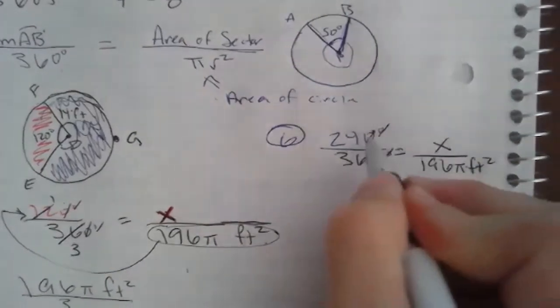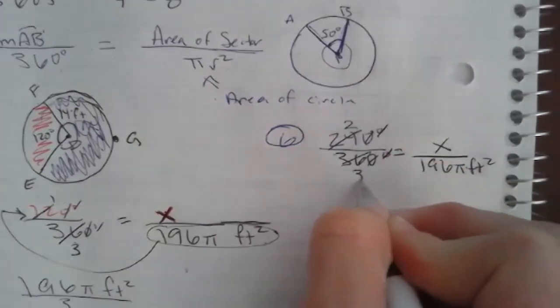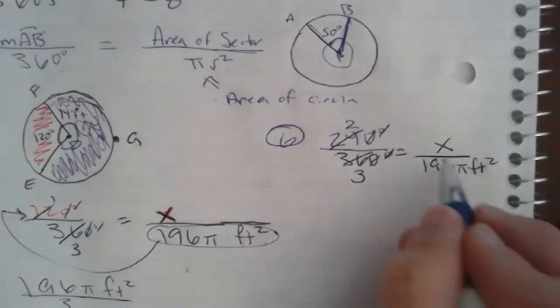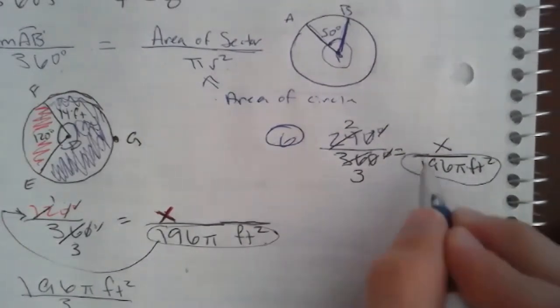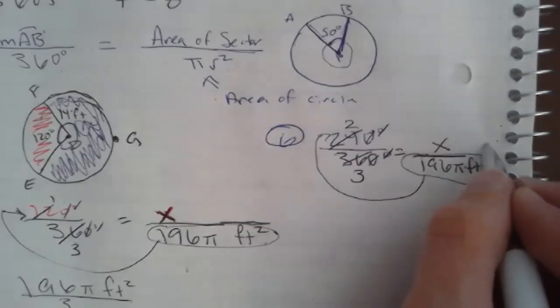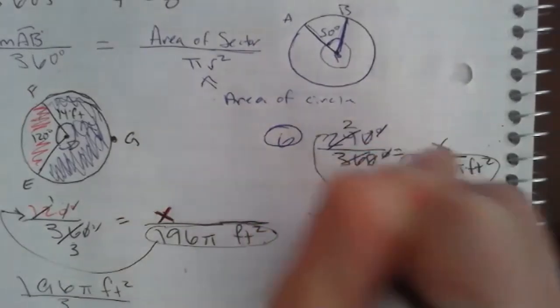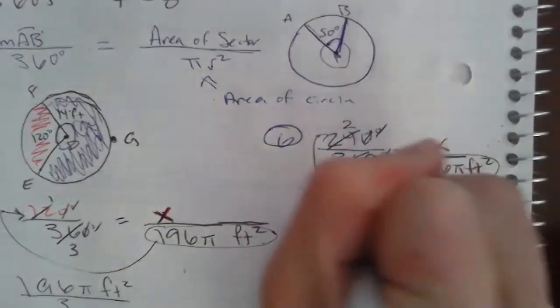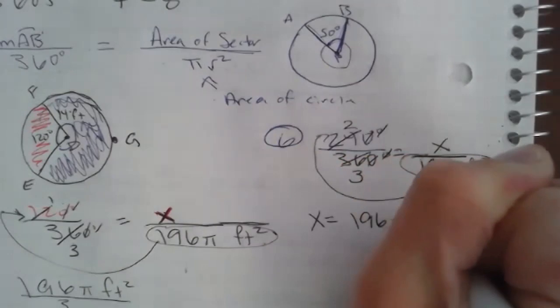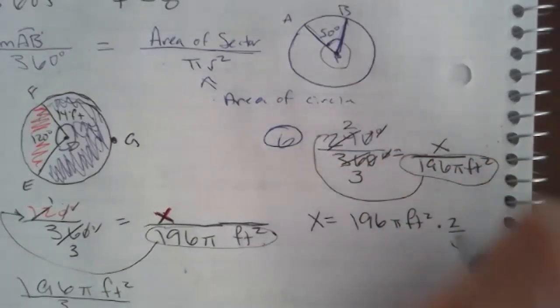Zeros can cancel out. 12 goes into 24 2 times. 12 goes into 36 3 times. To get x by itself, we're going to take that and multiply it over here. Of course, we're multiplying to both sides. 196 pi feet squared over, and we're canceling out, for my YouTube viewers that are not going to see me in person. But we are in geometry, which means we can start taking some careful shortcuts.